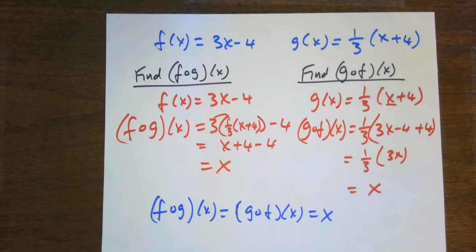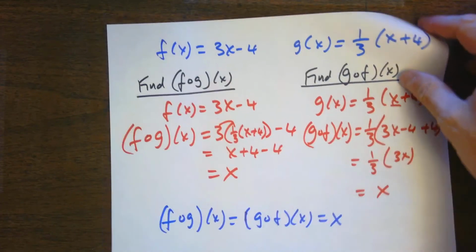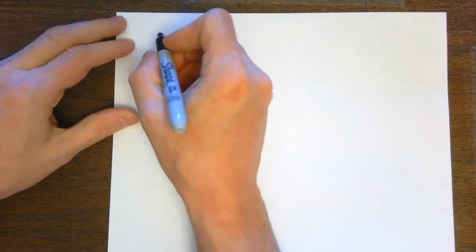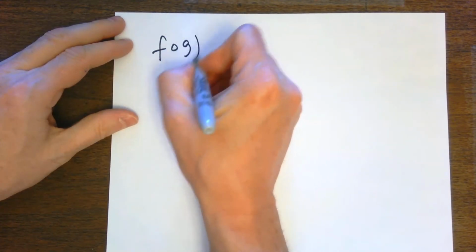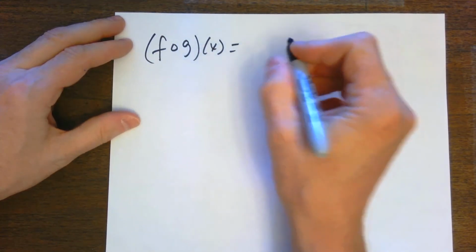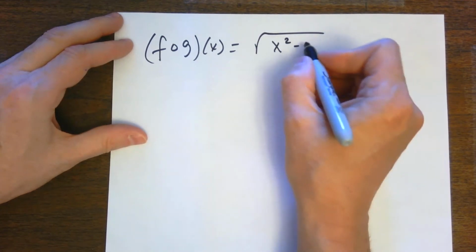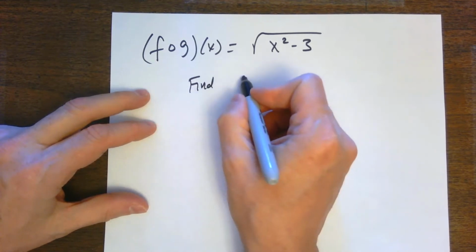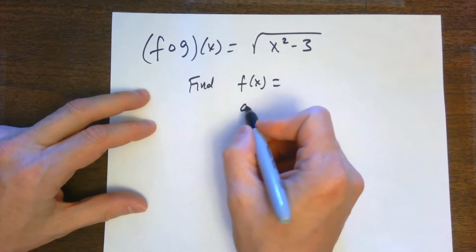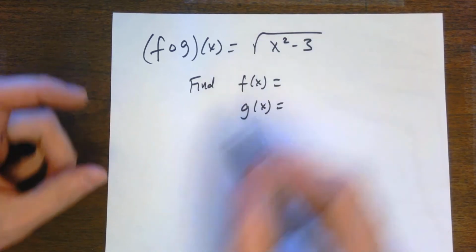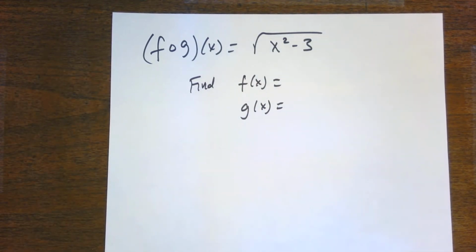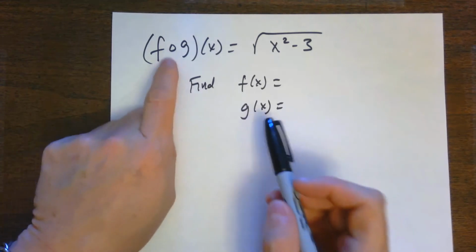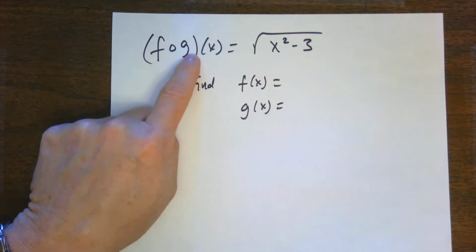All right, so the next thing I'd like to do is kind of doing this backwards a little bit. So here I'm going to give you a composition function. I'm going to tell you that f of g of x is the square root of x squared minus 3. And I want you to find the f of x and the g of x that would make this composition true. And there could be more than one correct answer here. The f of x is the outside function, the g of x is the inside function.